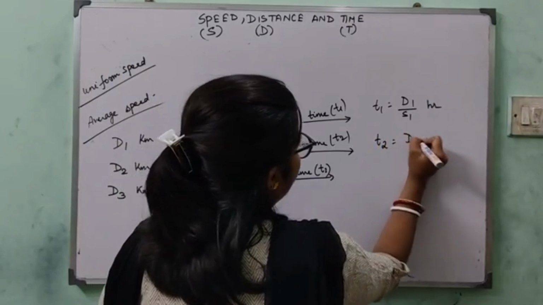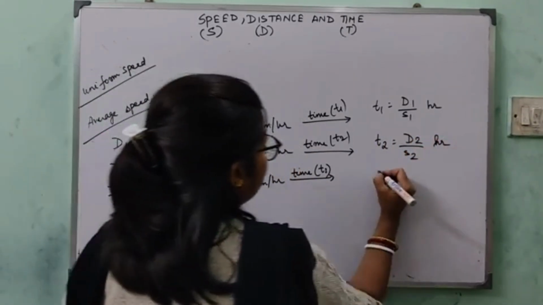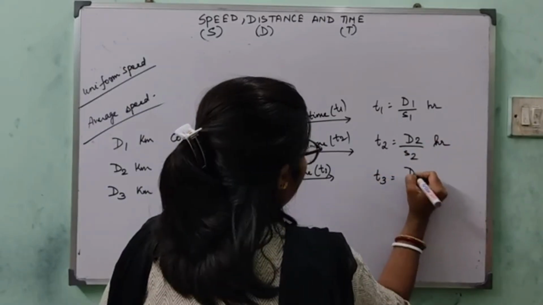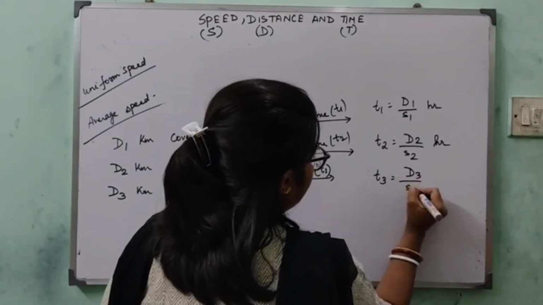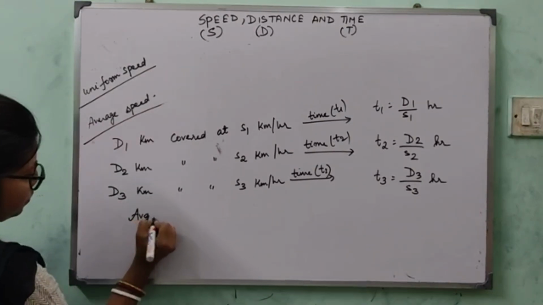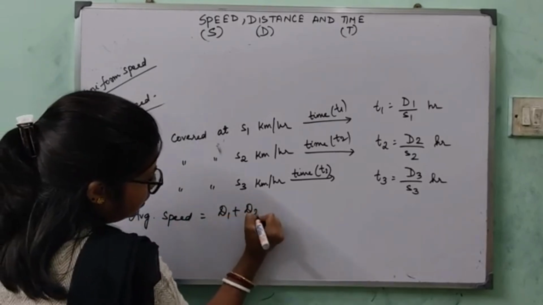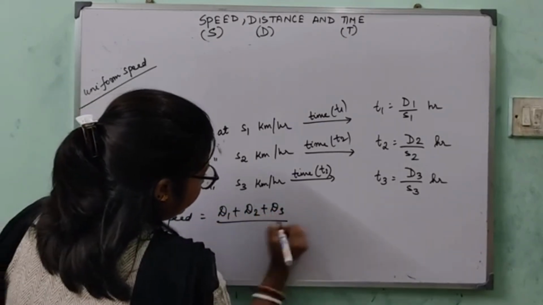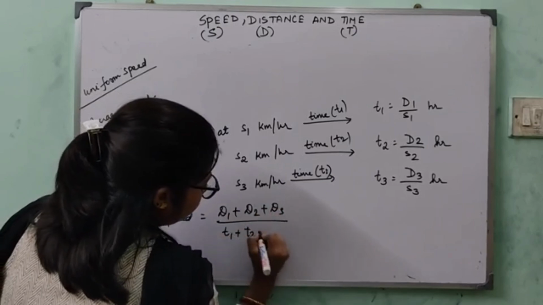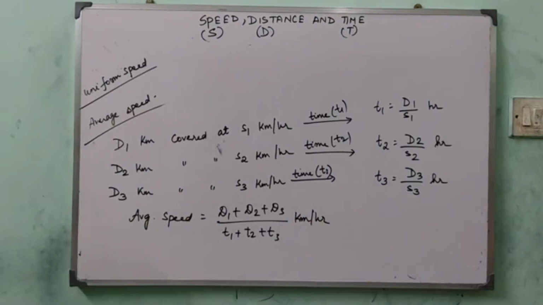T2 is equal to D2 by S2, R. Third, T3 is equal to D3 by S3, R. Now you have got your T1, T2 and T3. So average speed will be D1 plus D2 plus D3 by T1 plus T2 plus T3 kilometer per hour.